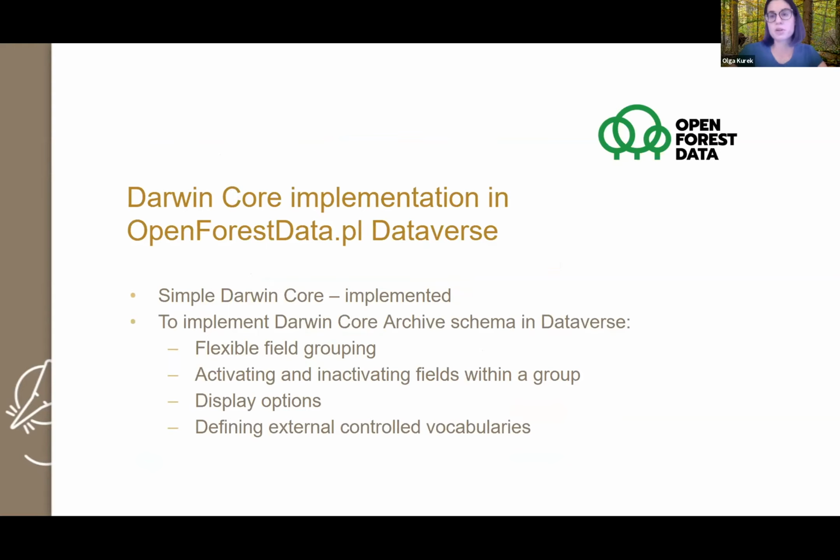What have we done in our Open Forest data repository to implement this Darwin Core schema? We can say that we've implemented simple Darwin Core, this Darwin Core data standard, where we defined those terms, because it can be easily defined and implemented. But if you want to implement this Darwin Core archive schema, it is much more difficult to implement this logic into Dataverse.